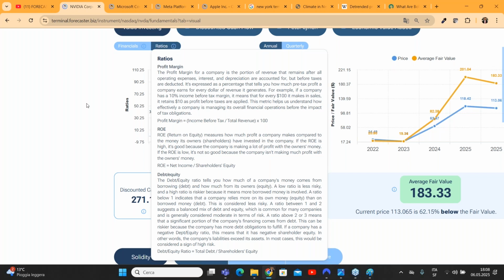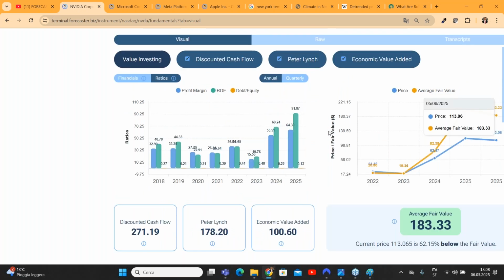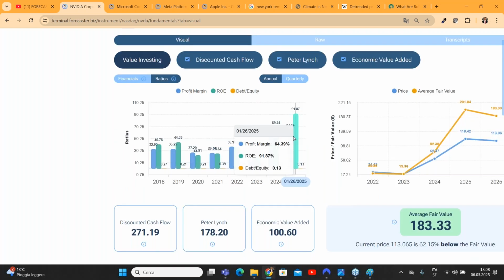In the case of Nvidia, here we have a very high profit margin, 64%. It means that for every $100 of sales, 64 become earnings, which is an amazing result.